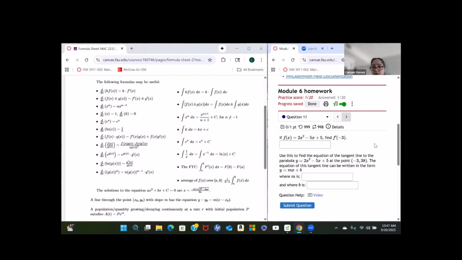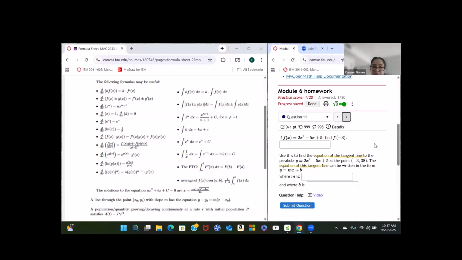What it's asking you to do is to find an equation in the form of y equals mx plus b of the tangent. That's the question. It says use this to find the equation of the tangent line. That part is the same. But notice what they're asking me is the most important thing I'm going to say: the equation of the tangent line.